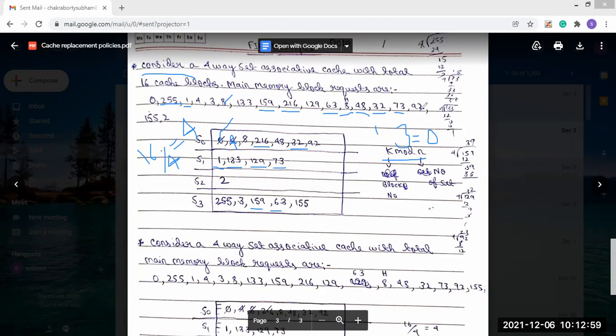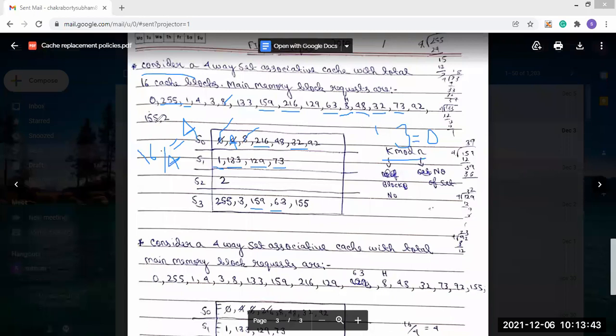Then 92. Now 92 also, if we perform with this formula, then what we will get? 92 mod 4. That means it will again be placed into the 0th position. In set 0 we have to place it. But in set 0, we see 8, 216, 40, 32, these 4 are present. Now where will this 92 be accommodated? To accommodate this 92 in set 0, we have to replace a block. Now among 8, 216, 40, 32, which block came first? 8 came first. So 8 will be replaced and we will place 92 here.